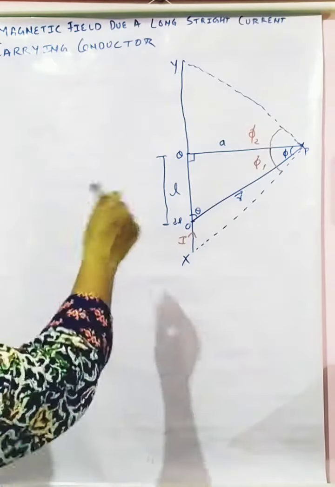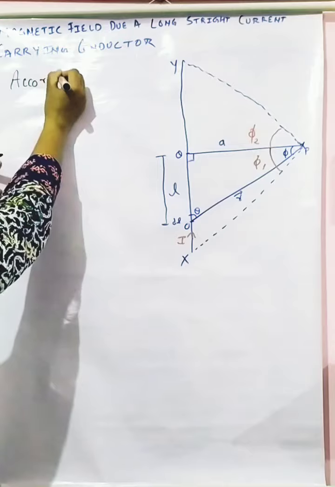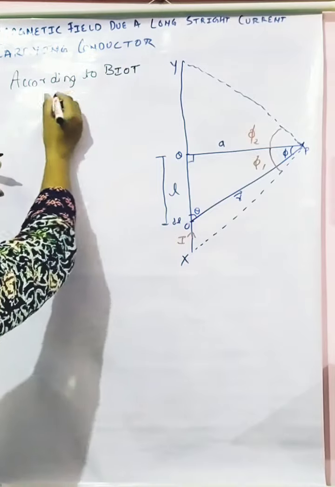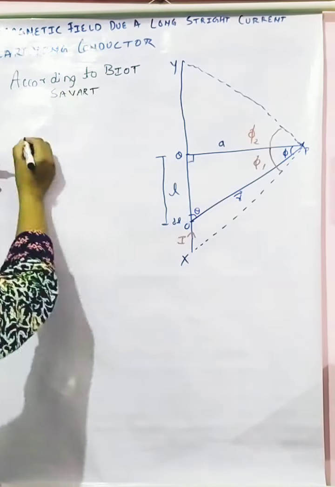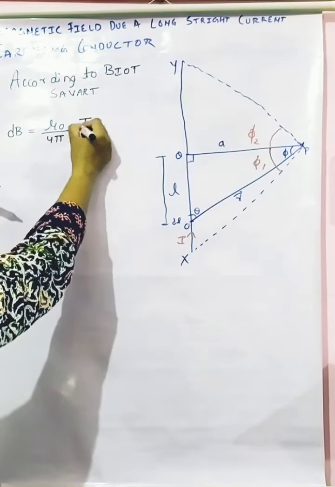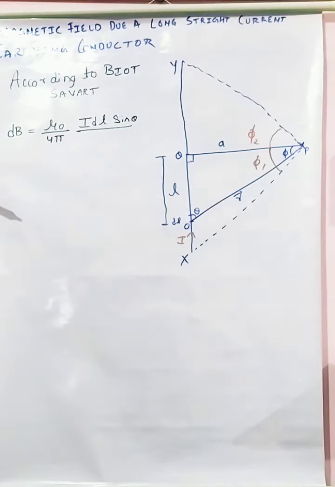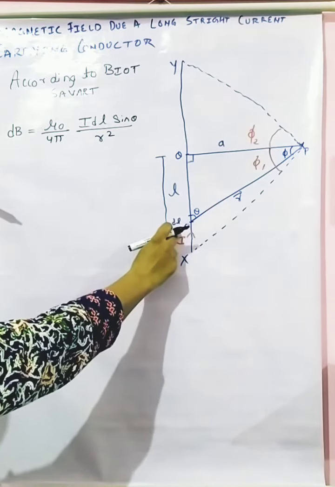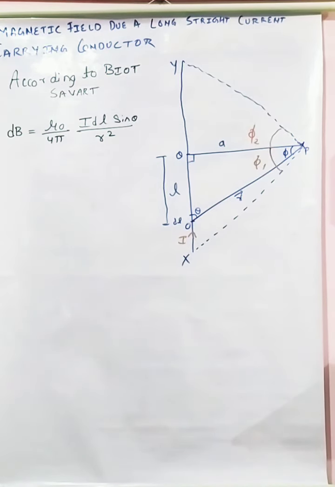Okay, so understand this now. According to the Biot-Savart law, which we already saw in the previous video, dB is equal to mu naught upon 4 pi, that is I dl sine theta upon r squared, where r is the distance at which it is placed, because I need to calculate the magnetic field because of this small element dl. That's why this dB is also very small.